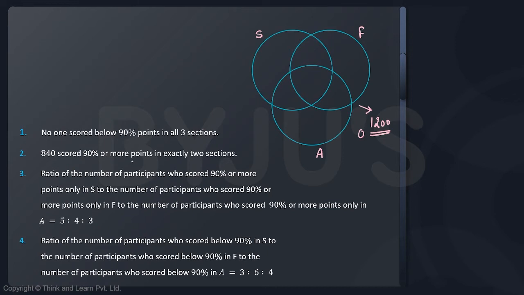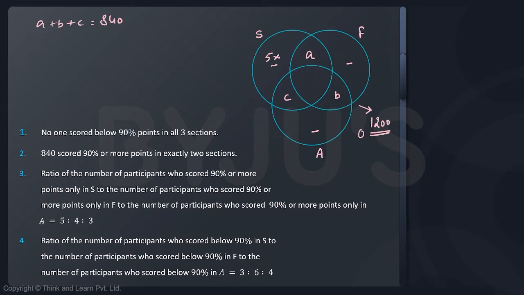840 scored 90% or more points in exactly two sections. So let's call these areas A, B, and C. These three areas, A, B, and C, add up to 840, as the question tells us. The ratio of the number of participants who scored 90% or more points only in S, that is this area, to the number who scored 90% or more only in F, that is this area, to those who scored 90 or more only in A, that is this area, is 5:4:3.